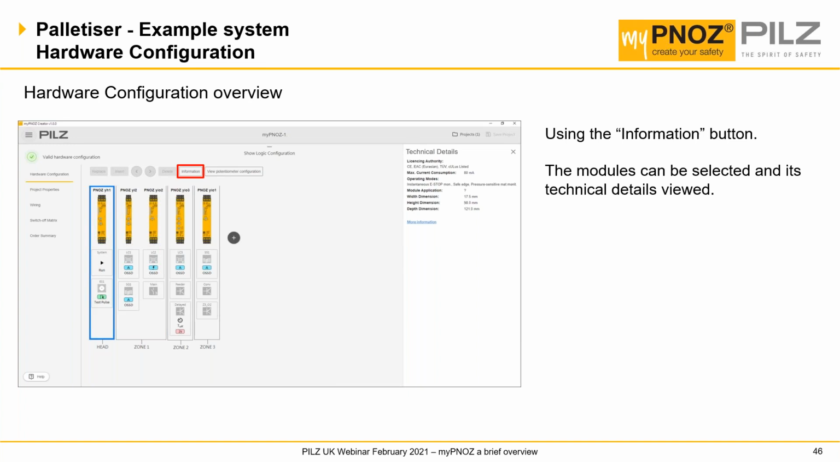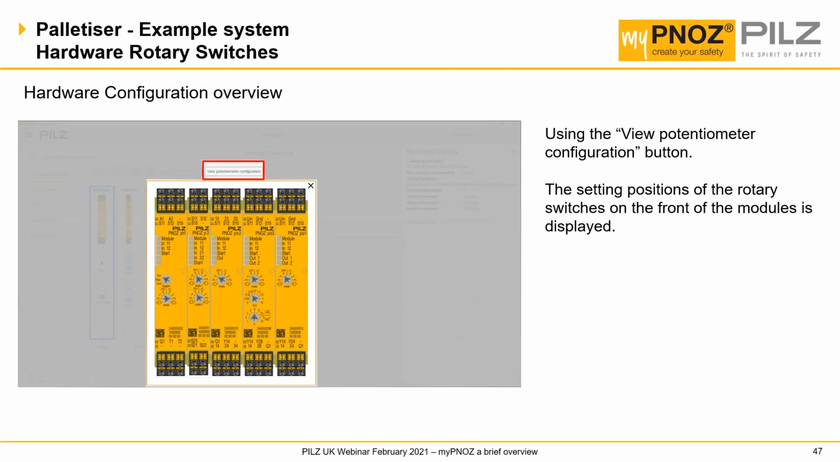Using the information button, the modules can be selected and its technical details reviewed. The hardware rotary switches. The configuration of the logic and the timers is controlled from the rotary switches on the front of the modules. The setting positions of the rotary switches on the front of the modules is displayed. They can be changed in the future. However, there is a configuration sequence that must be applied for the configuration to be used.